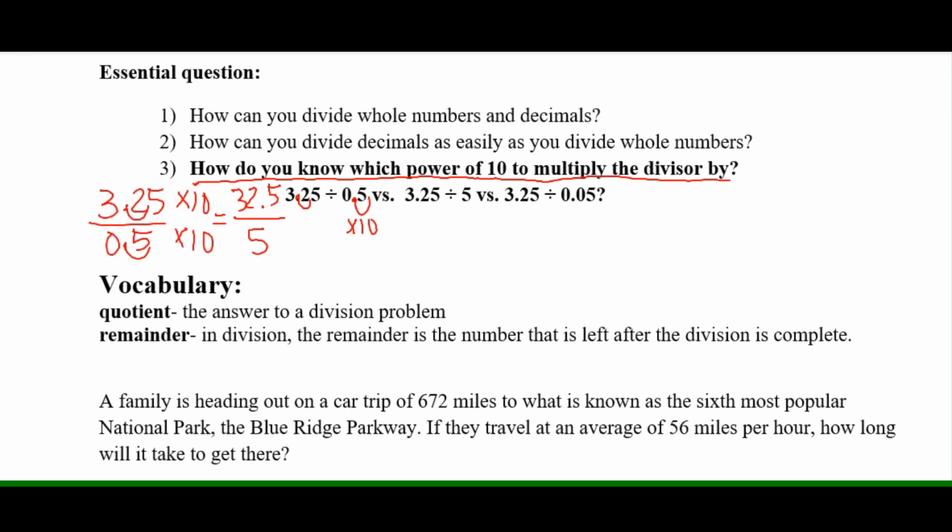So how do you know which power of 10 to multiply by? Since we need to move the decimal point 1 time to the right, we multiply by 10 to the first power, which is equivalent to 10. So our divisor needs to be a whole number. If I were to write this in a standard long division, the original would look like 3 25/100 divided by 5/10.